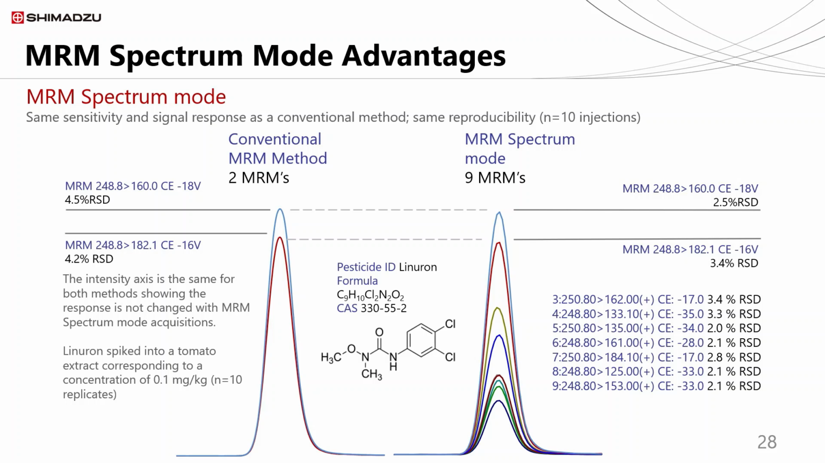MRM spectrum mode combines conventional MRM quantitation with the generation of a high quality MRM product ion spectrum, which can be used for routine library searching and compound verification and identification. In this example, the intensity axis is the same for both conventional as well as MRM spectrum mode. It shows that response is not changed with MRM spectrum mode.